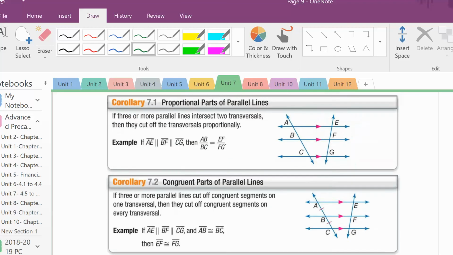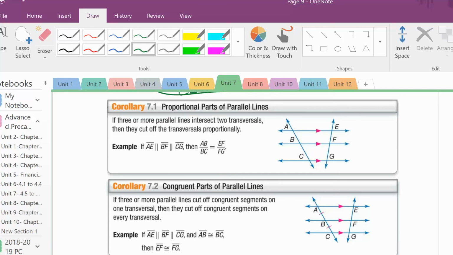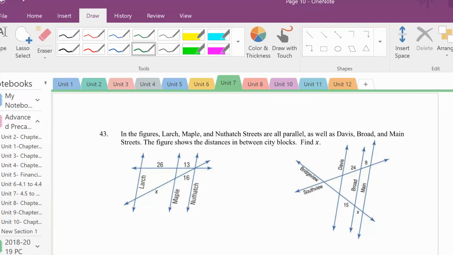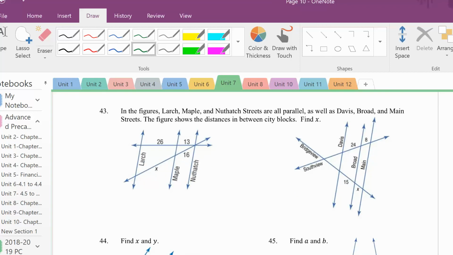So proportional parts of parallel lines. So if you have parallel lines that are cut by transversals, then they divide the parts into proportional parts. And if AB and BC are congruent, then you know EF and FG have to be as well. So that leads us to the next page.